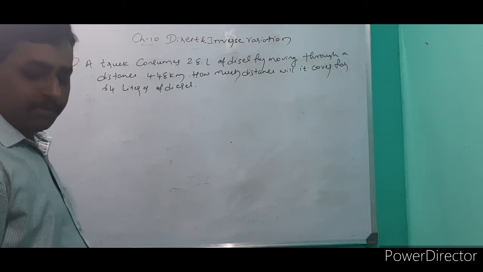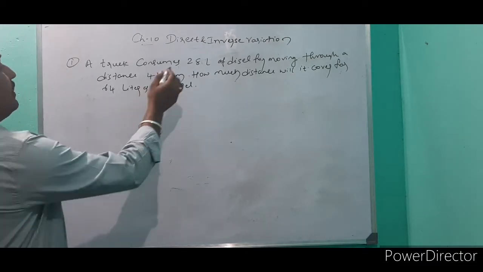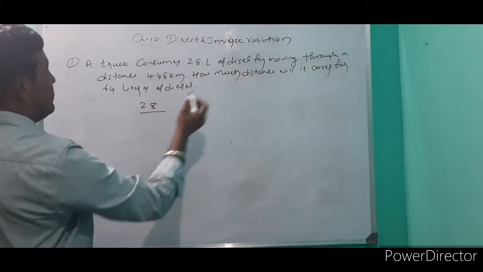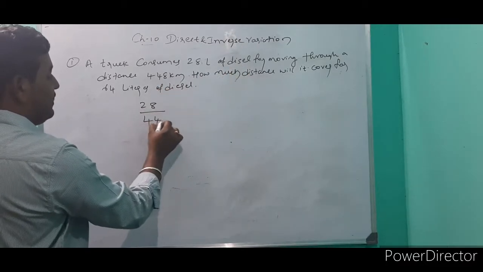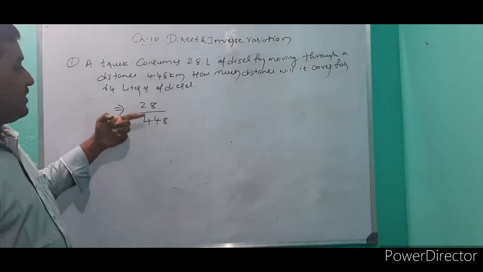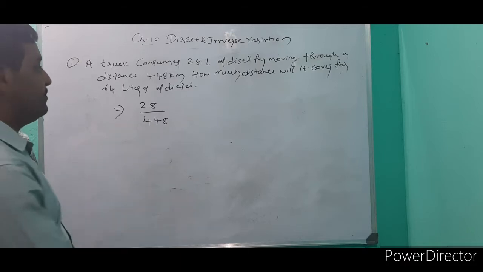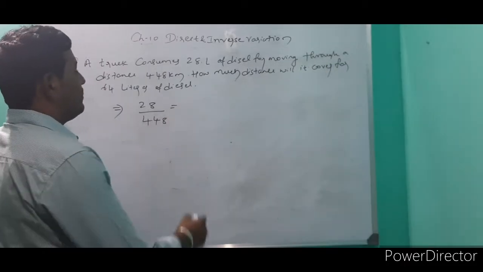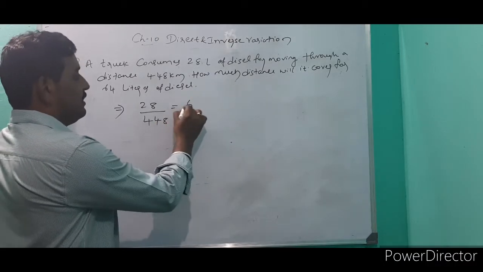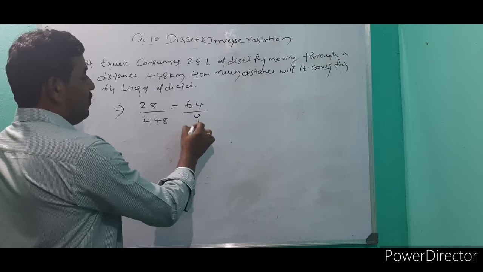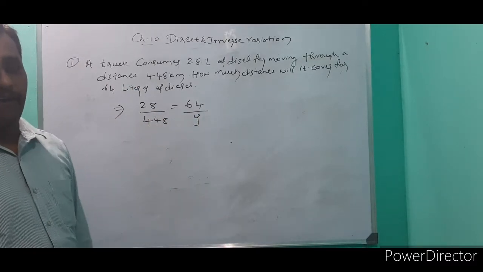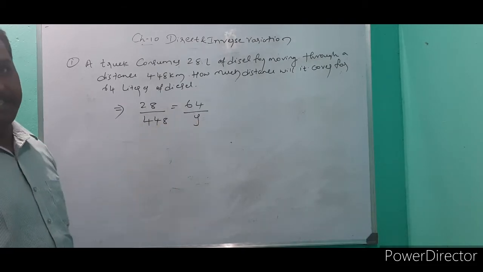So here 28 liters of diesel covers 448, the other quantity. So look at this: if one quantity is increasing, the other quantity is also increasing. For that, how much distance will it cover for 64 liters? If you put 64 liters, how much distance it covers, this is y. So you have to find the y value, and it is direct variation.